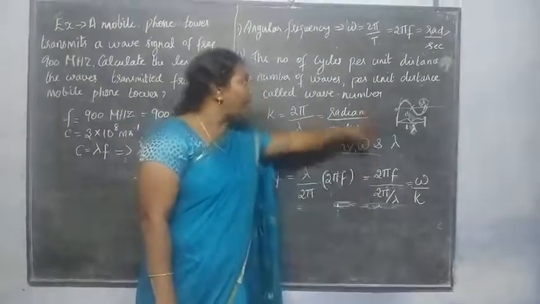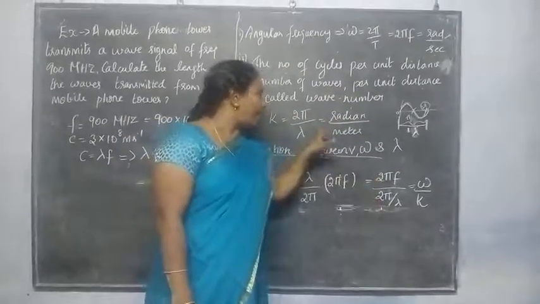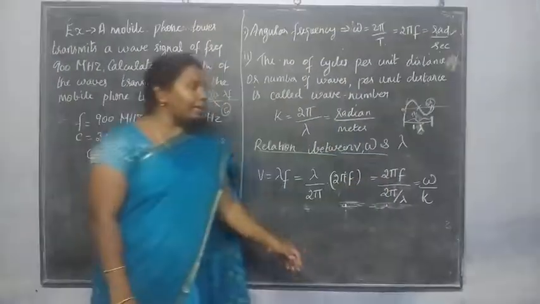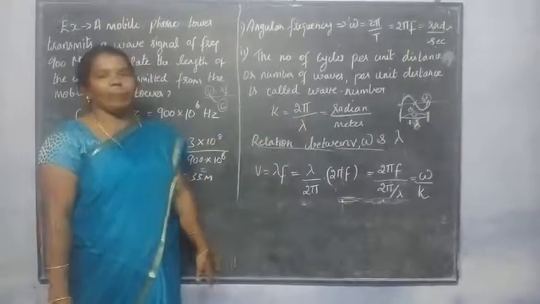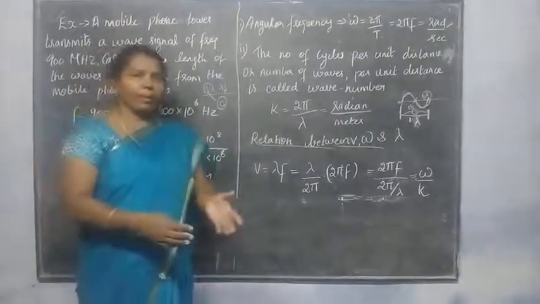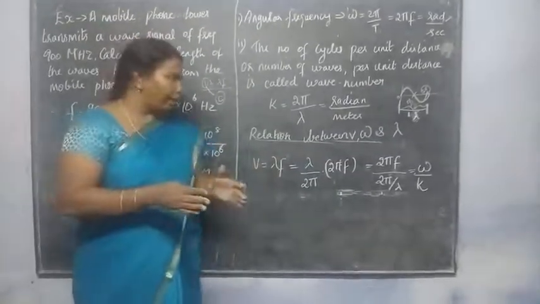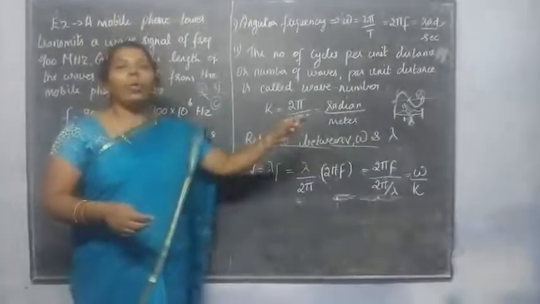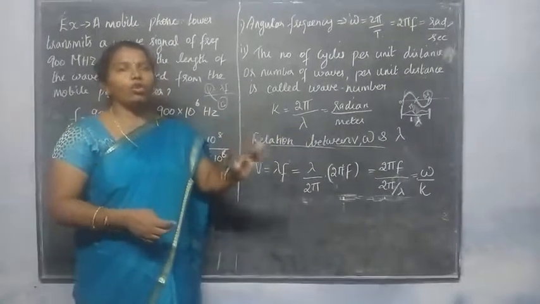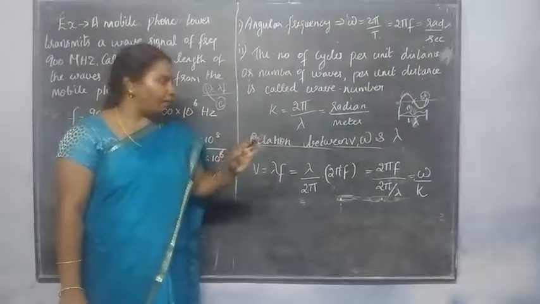So what is 2 pi F? You know that it is the angular frequency omega. And what is 2 pi by lambda? This is called K, the wave number. So angular frequency divided by wave number is the relationship between the velocity, angular frequency and wave number. That formula can be simply written as V is equal to omega divided by K, where omega is the angular frequency and K is the wave number.